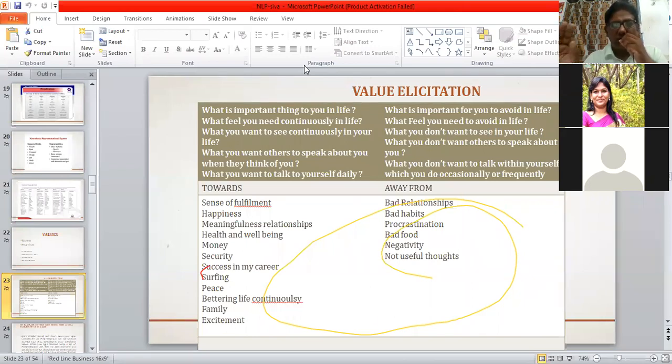The third one is I don't have any expectation from others. I don't demand or get any reward of any kind. I don't expect anything in return. So what is important in my life is loving and helpful. And the third one, if we put it in one word, I don't expect anything in return. Okay. Now, what is important for you to avoid in life?